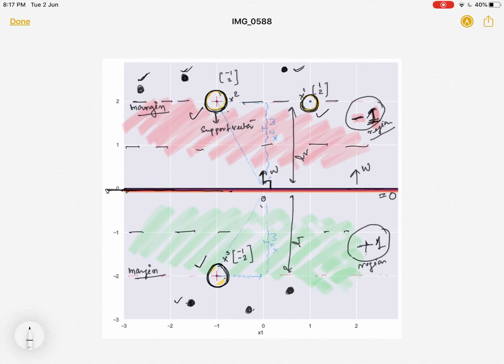Hello everyone, today we will be covering support vector machine. In this particular video we will see what SVM means and talk about the math behind SVM.